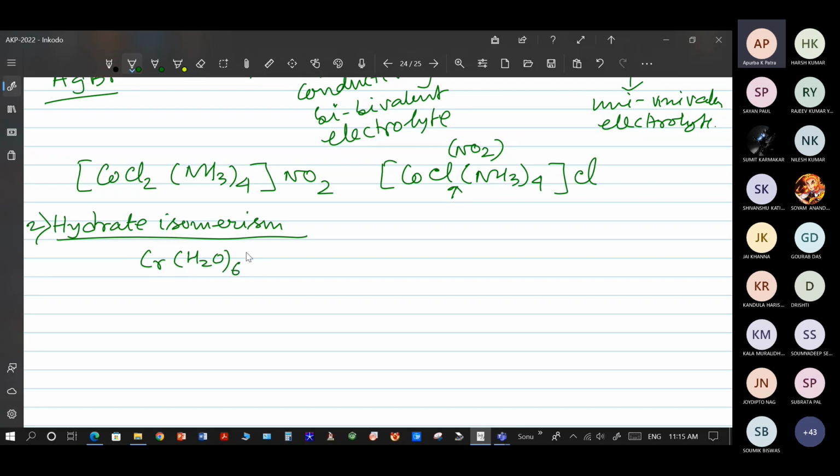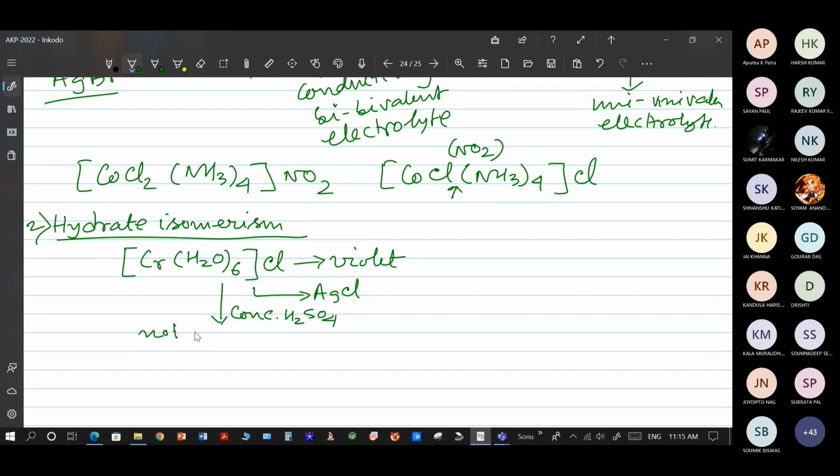I will give you an example: Cr(H2O)6 Cl3, where all 6 water molecules are ligated to the metal center and chloride is outside. How can you figure it out? This is violet in color, and it will give you the AgCl precipitation. If you keep this compound in the presence of concentrated H2SO4, it will not lose its weight.